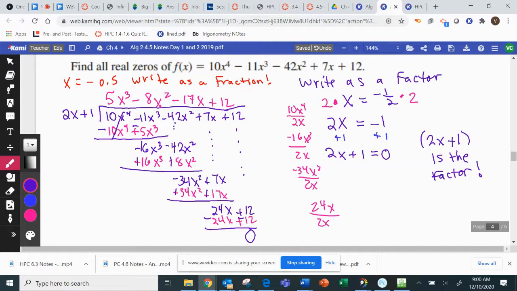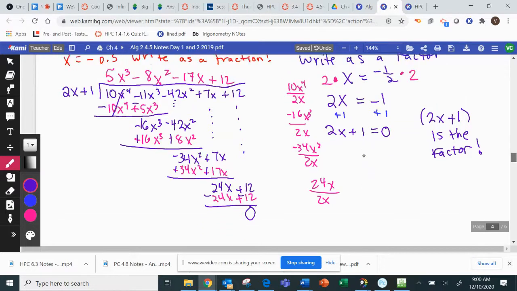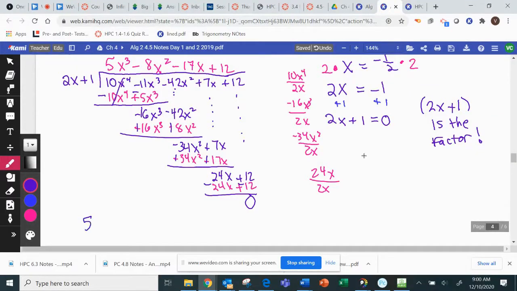Okay. I currently have 5x cubed minus 8x squared minus 17x plus 12 as my quotient. Is it a quadratic? It is not a quadratic. If it is not a quadratic, we have to repeat the process we just did again. So we go back to our calculator.